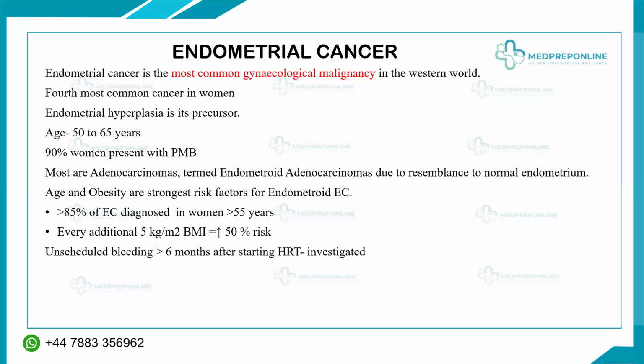Also, very important to remember, if you have started a patient on hormone replacement therapy, you give the patient a trial or waiting period of 6 months, because hormone replacement therapy is known to cause some unscheduled bleeding. But if this unscheduled bleeding persists for more than 6 months after starting your HRT, then the patient has to be investigated.